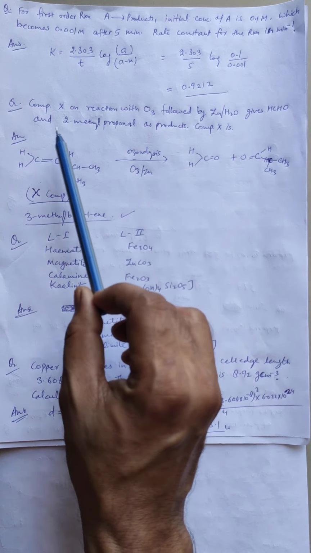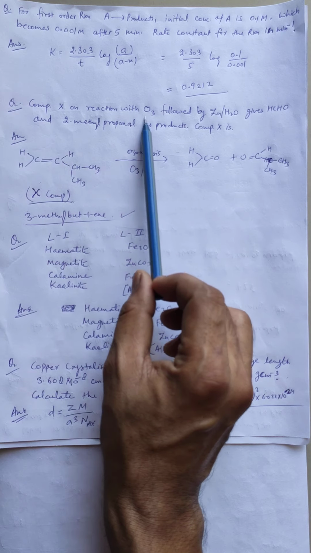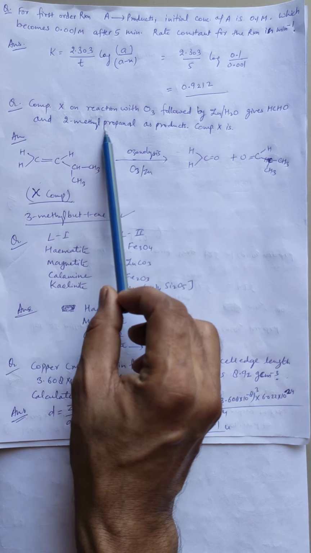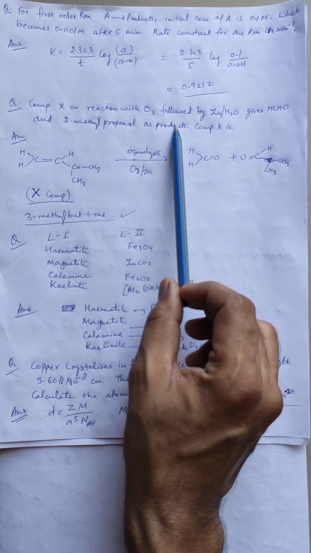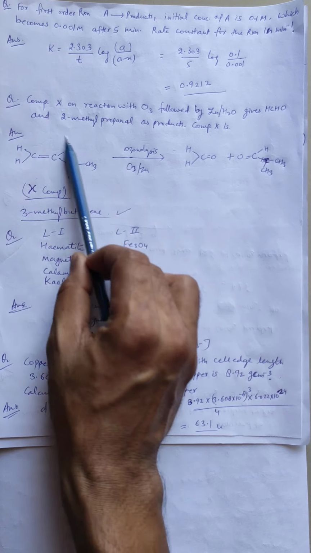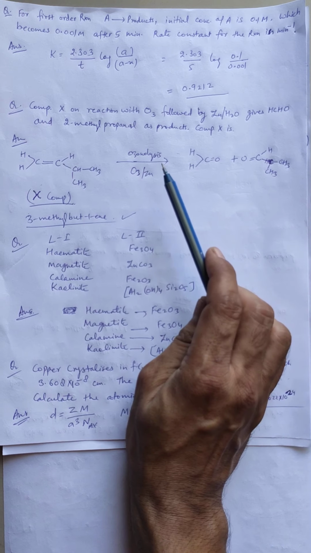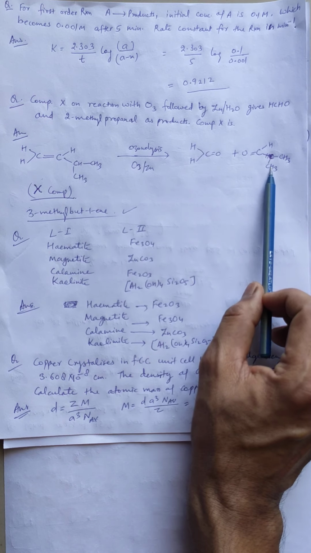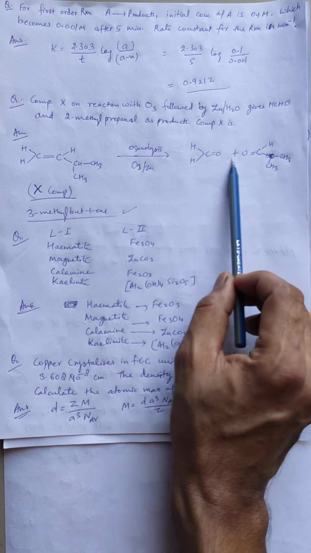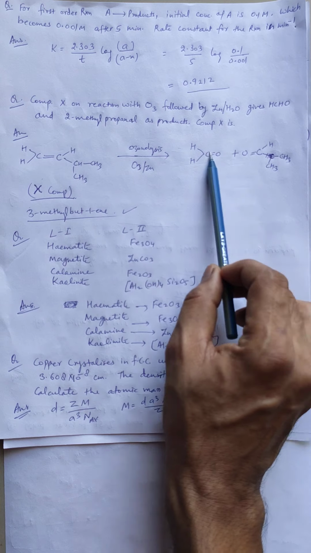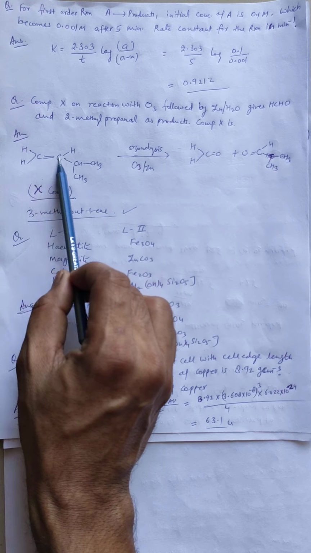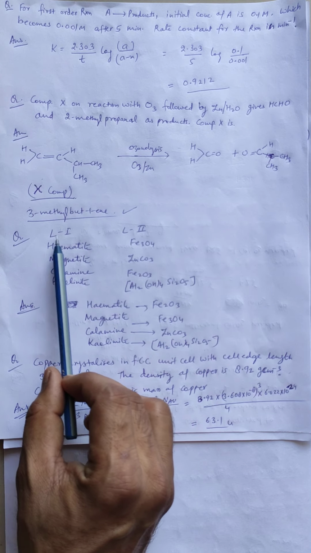Now the next question is: compound X on reaction with ozone followed by Zn/H2O gives HCHO and 2-methyl propanal as products. What is compound X? Two options are given. The formed products are this plus this, so it is ozonolysis. What you have to do is just release these and join these two. So the X will be this. So simple.